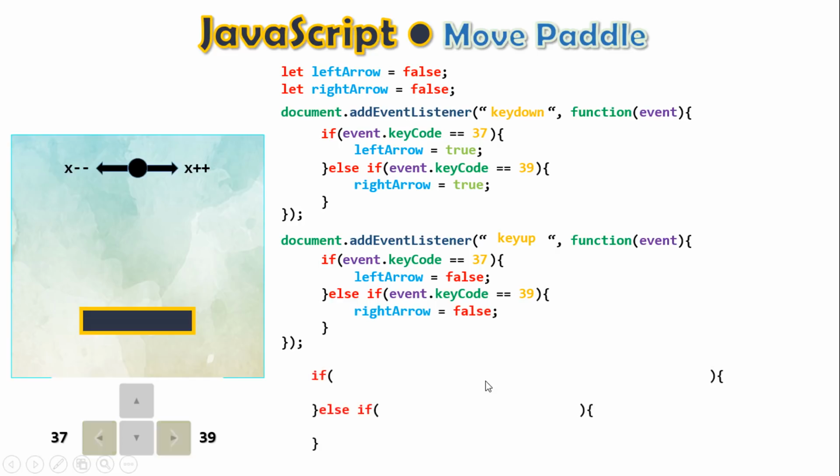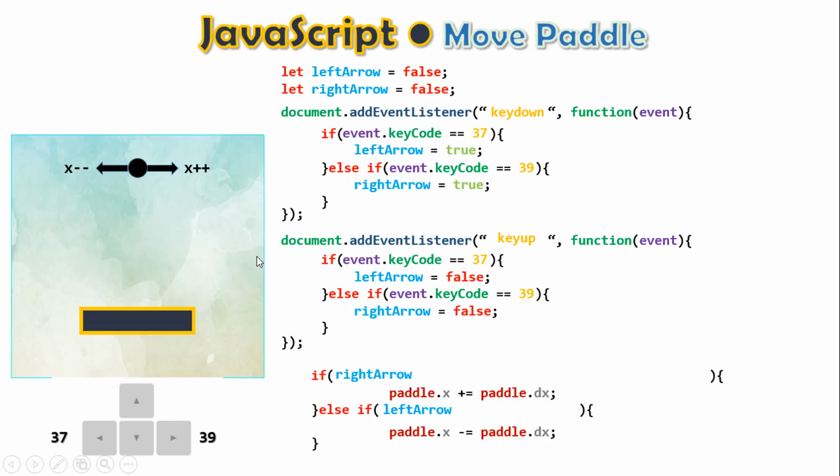Now to move the paddle, we'll just say if rightArrow is pressed, set to true, we will move the paddle to the right by dx. And else if the leftArrow was pressed, we will decrement the x position of the paddle by dx.